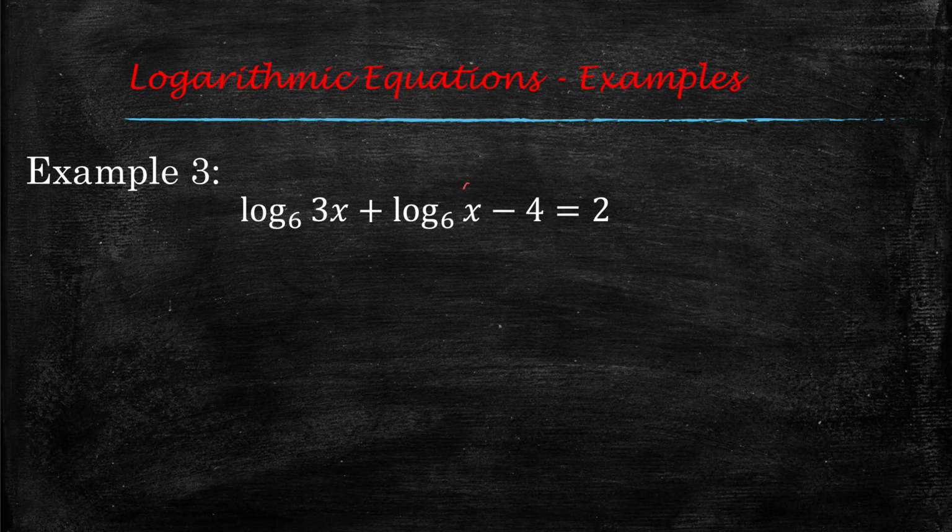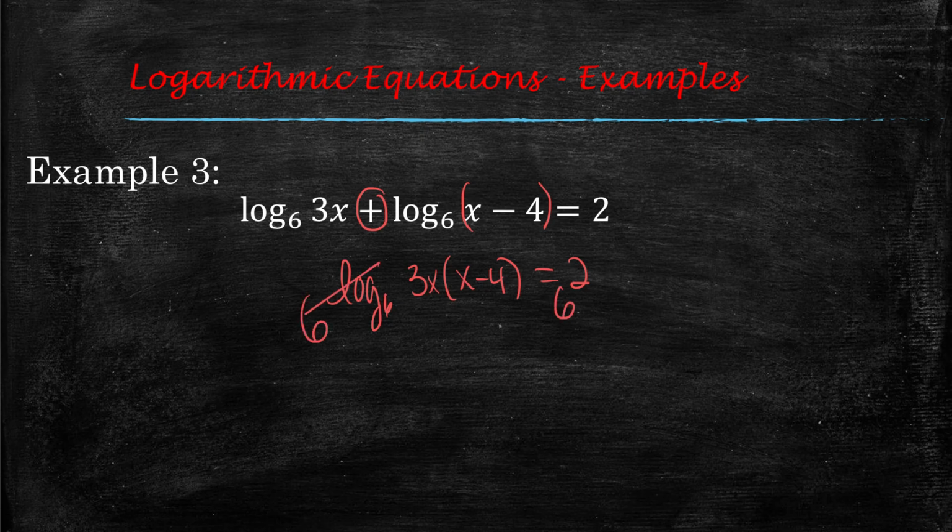All right, last one. We're going to assume that this is together here. But if you notice on this one, I have 2 logs. So that means I need to condense it. Well, when you condense using plus, when it condenses down to a single log, you're going to do 3x times x minus 4. And that's going to be equal to 2. Now your log is by itself, so let's exponentiate both sides using that base. So this is going to be, let's go ahead and multiply that. That would be 3x squared minus 12x equals 6 to the second power, which is 36.